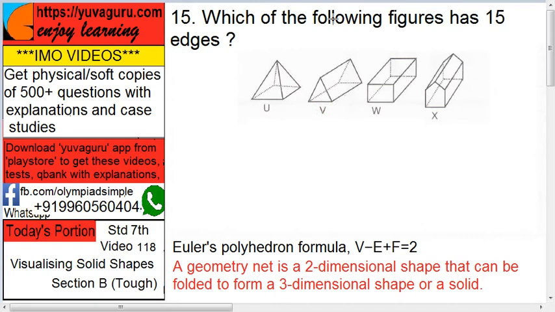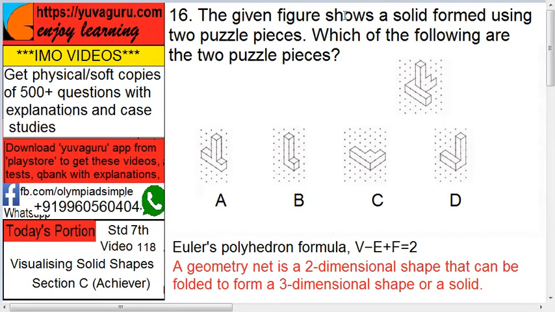Which of the following figures has 15 edges? Edges means these lines. How many? Which one? Maximum is X. So X will have that. See this 5 over here, then 5 on this side, 1, 2, 3, 4, 5 and 5 on that side. So total 15.